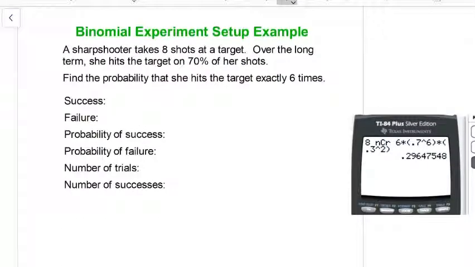So here's the first example. A sharpshooter takes 8 shots at a target. Over the long term, she hits the target on 70% of her shots. Find the probability that she hits the target exactly 6 times. So the success that we're looking for is that she hits the target, and a failure then would be that she misses the target.